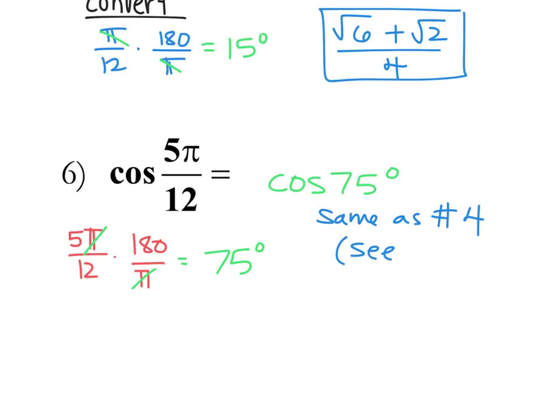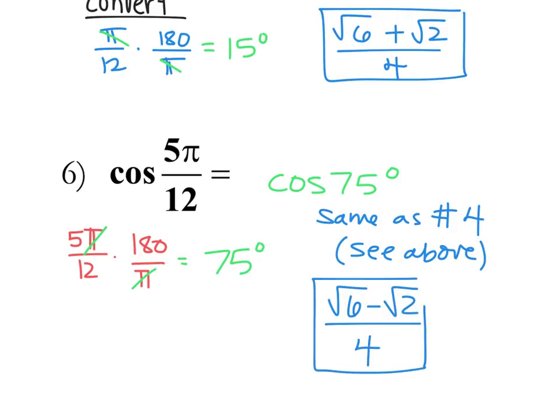So it's the same types of problems. I'm going to say see above. I'm not going to redo the whole problem, but the answer is root 6 minus root 2 all over 4. Moral of the story, if you're given radians, convert it to degrees and do what I did on the last slide. All right, let's go on.